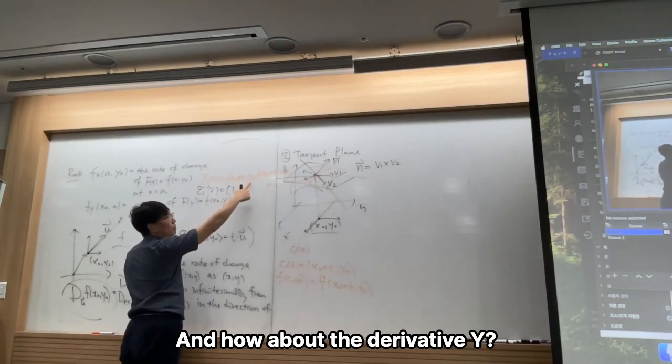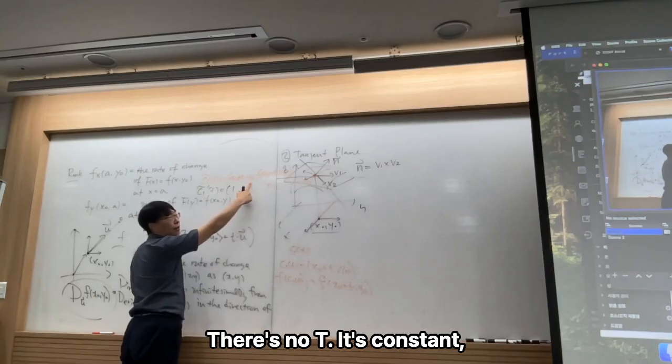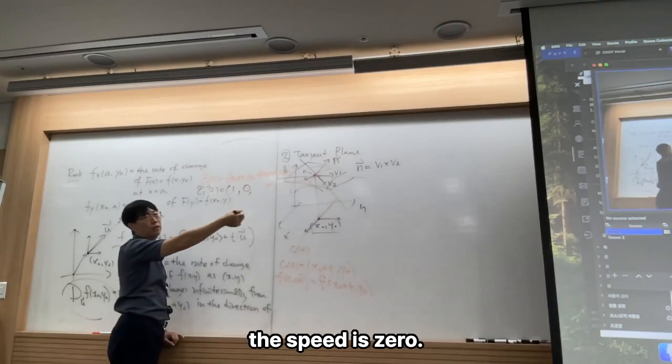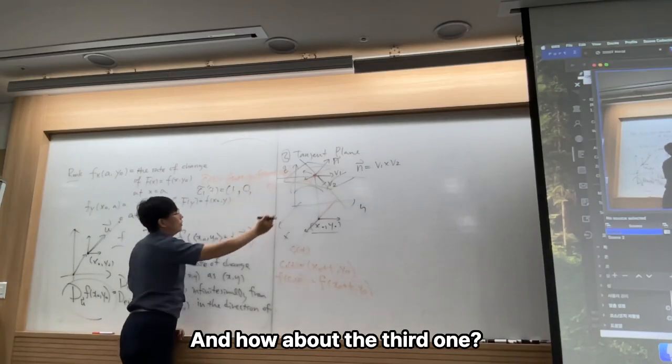And how about the derivative of y? There's no t, it's constant. So when you take the derivative, the speed is 0. You're not moving, right? And how about the third one?